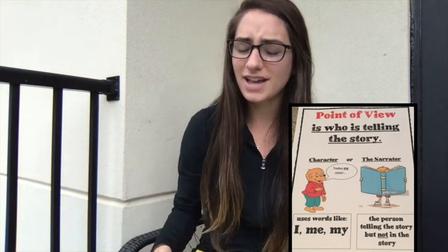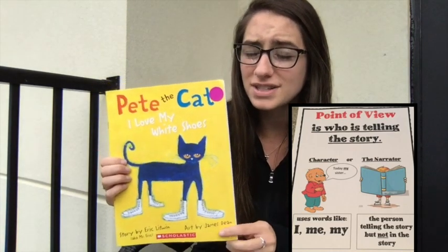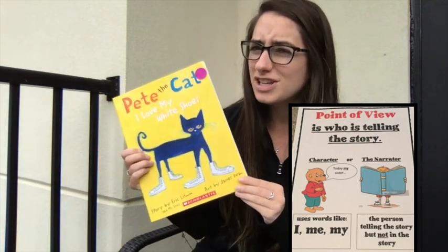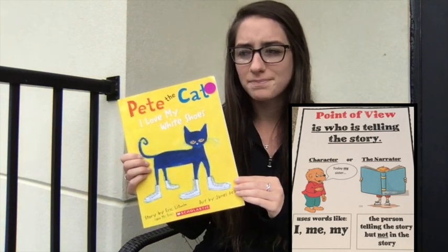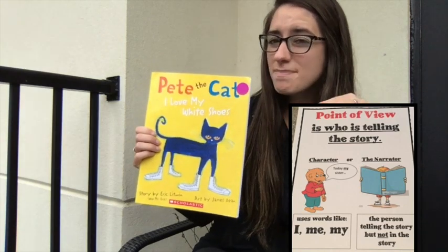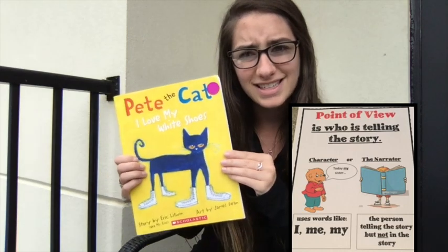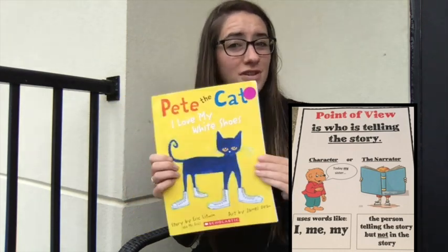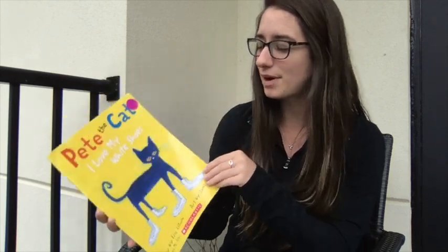So let's look at this book. You all know it, Pete the Cat, I Love My White Shoes. And it's our job to figure out who is talking at different points of the story. Is it a narrator? Somebody who's telling the story but they're not in it? Or is Pete the Cat telling the story? So at different points of stories, we're going to think, who's doing the talking?